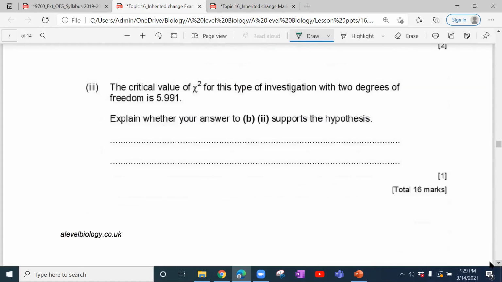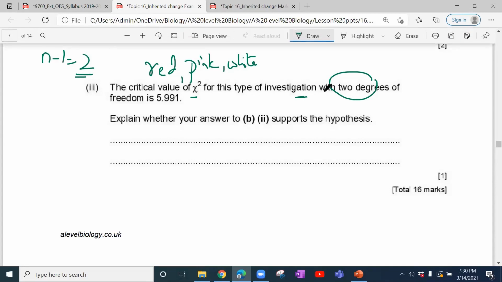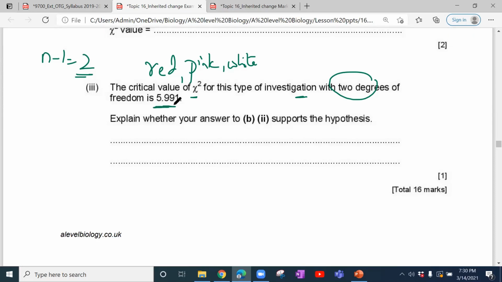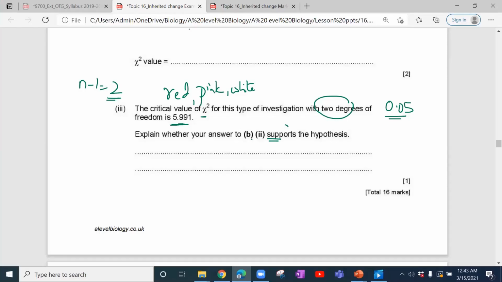Then they're saying the critical value of chi-squared for this type of investigation with 2 degrees of freedom. Remember we had 3 colors, red, pink and white. So you have 3 categories, so n-1 degrees of freedom is 2. So the critical value that you would be looking at in the table, they've already given you this value, 5.991. We look at this value against 0.05.